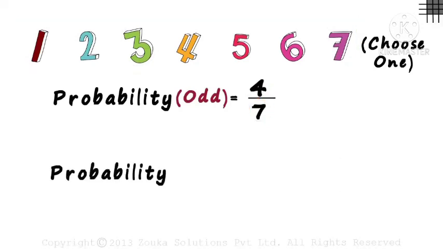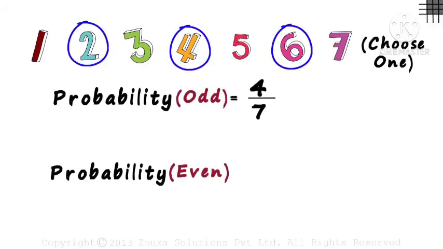Similarly, what would be the probability of choosing an even number? You can choose either a 2 or a 4 or a 6. 3 possibilities out of 7. So the probability would be 3 by 7.